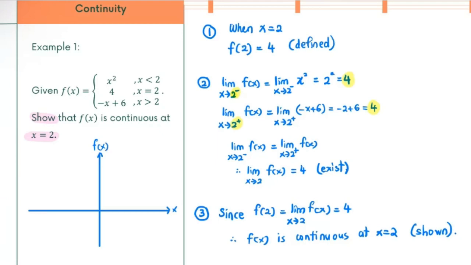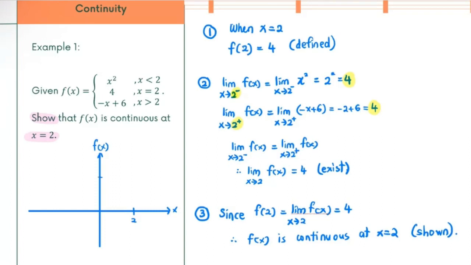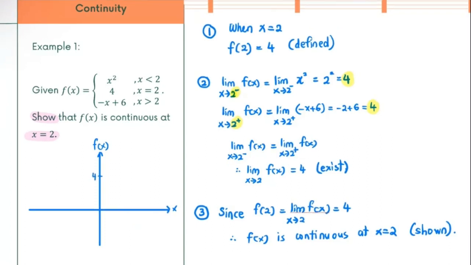Okay, so first of all, saya akan divide our function dekat 2. So saya letak sini 4. Okay, so let's label 2 here. Okay, now I know when x equals to 2, the value of y will be equals to 4. So saya akan buat fully dot kat sini. Sebabnya kenapa dot? Because the value 4 hanya untuk x equals to 2 sahaja.